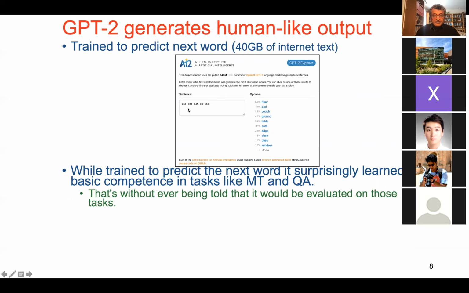If you type in "the cat sat on the," it gives you an output saying floor is the top choice, bed is the second choice, couch is the third choice. It looks great. So it's able to say the cat sat on the floor. The next word is floor. While trained to predict the next word, it surprisingly learned basic competence in tasks like machine translation and question answering without even being told that it would be evaluated on such tasks. So GPT sounds great.